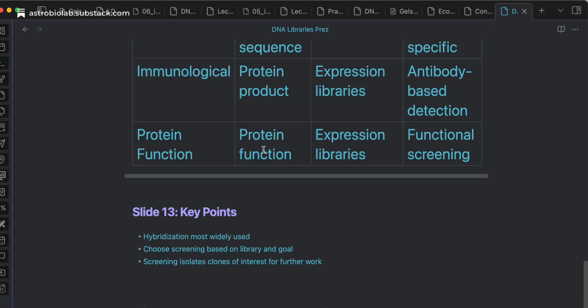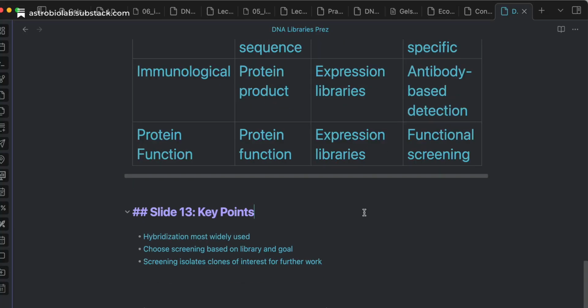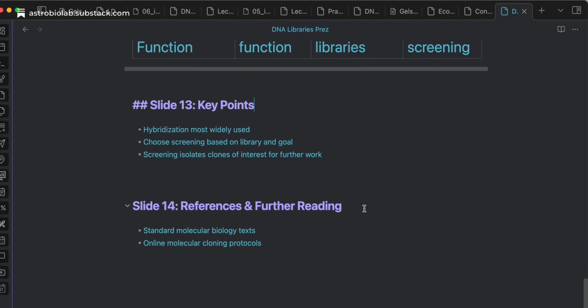And you can also have functional analysis, where you're looking for the ability of a colony to do something that its friends are not doing. So you're looking specifically for protein function, and this is where you have expression libraries, and it's called functional screening. You're looking for a specific phenotype. Out of all these, hybridization is the most widely used.